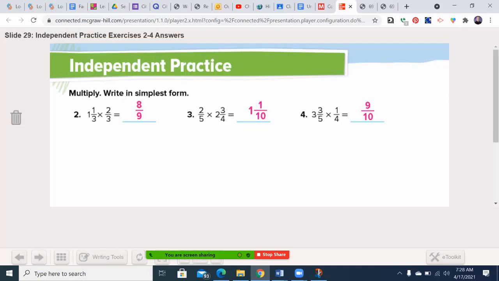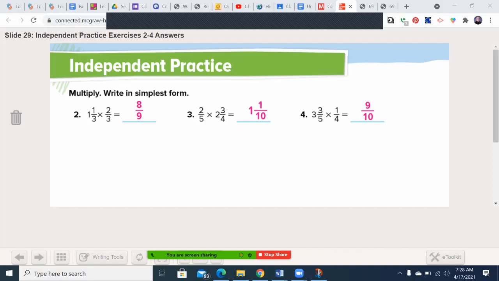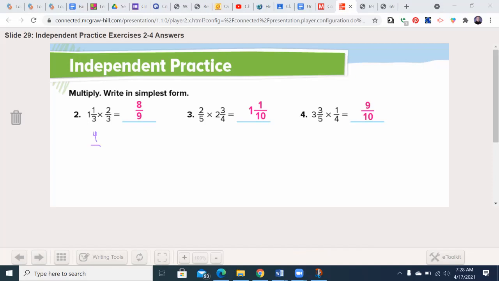Welcome back. Let's see how you did, and we'll talk our way through them as well. So you see the answers are there. Now on this one, 3 times 1 is 3, plus 1 is 4, times 2/3. 4 times 2 is 8, 3 times 3 is 9.